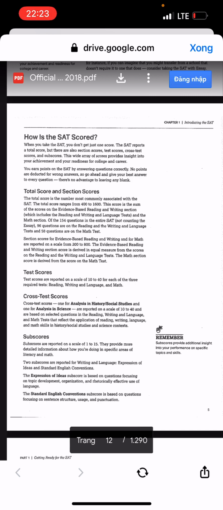Section scores for evidence-based reading and writing and for math are reported on a scale from 200 to 800. The evidence-based reading and writing section score is derived in equal measure from the scores on the reading and the writing and language tests. The math section score is derived from the score on the math test. Test scores are reported on a scale of 10 to 40 for each of the 3 required tests: reading, writing and language, and math.